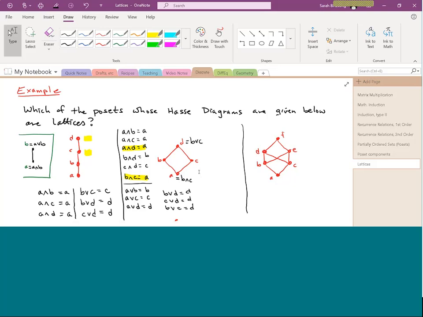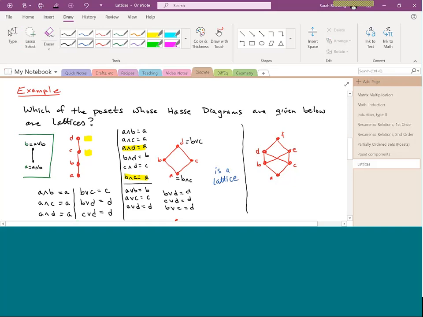Now, analysis. Answer for these two things. On the example that we just did, we were able to find all the meets and all the joins of our poset. So that means this guy is a lattice. That's the conclusion.